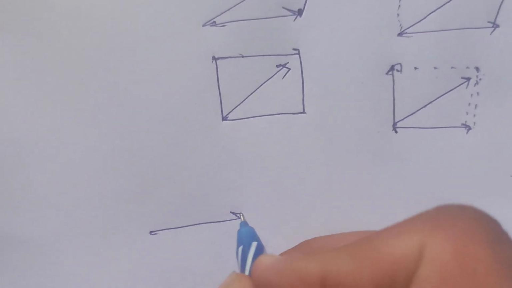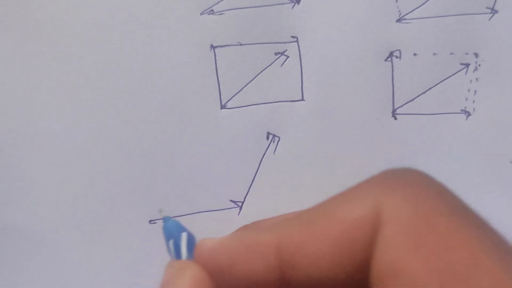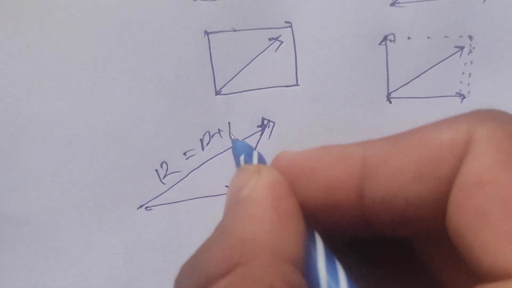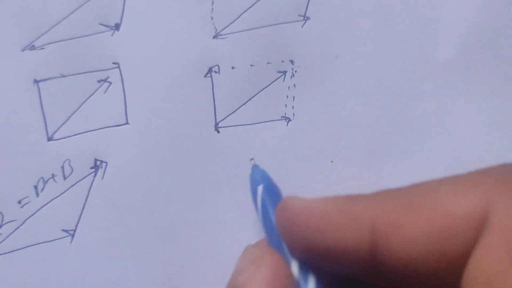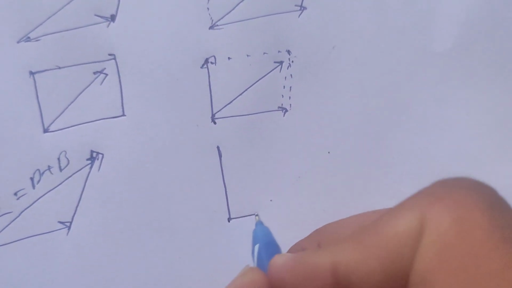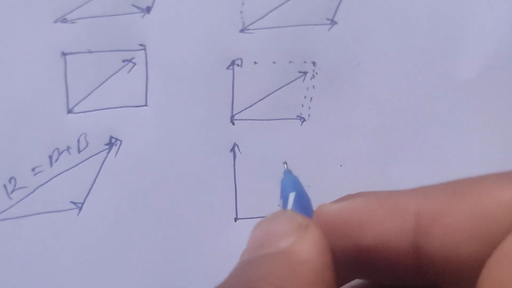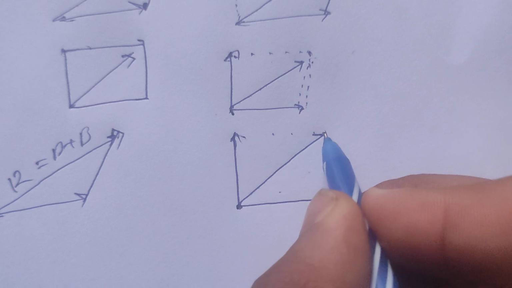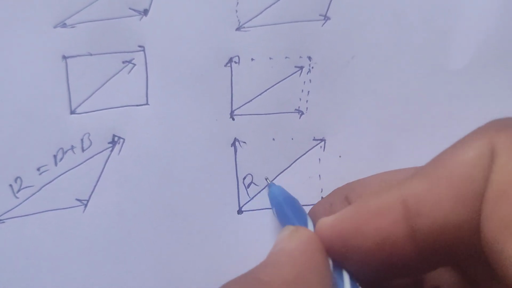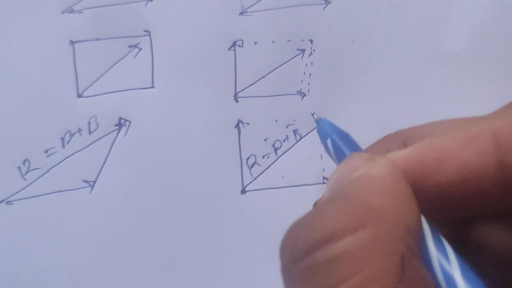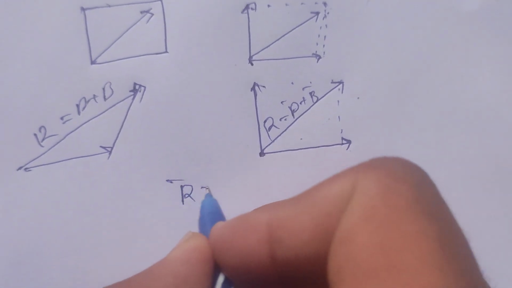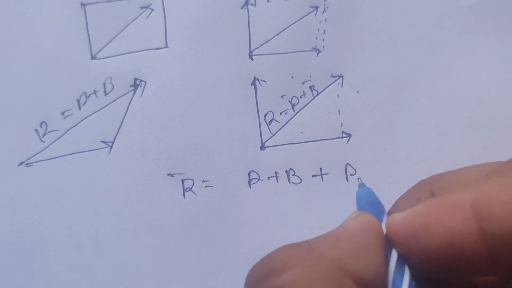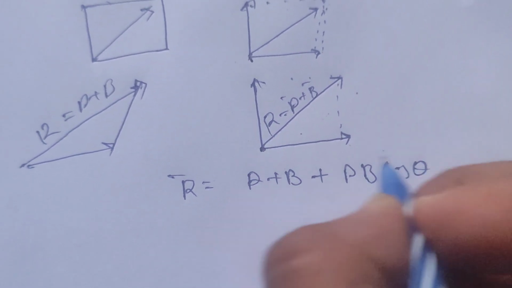In the triangular law, we know that this was the triangle and this is the resultant vector, which is a plus b. Similarly, in the parallelogram law, the resultant vector is this. And this is the same, that is R is equal to a plus b, and the magnitude of the resultant vector is the magnitude of a plus b plus a b cos theta.